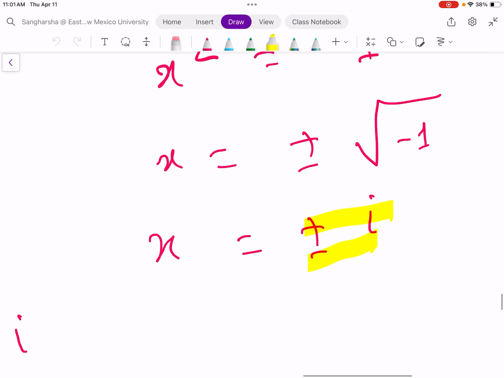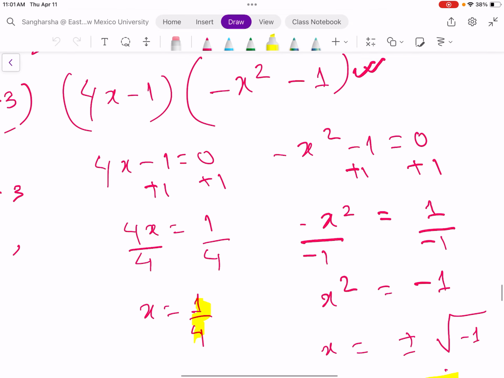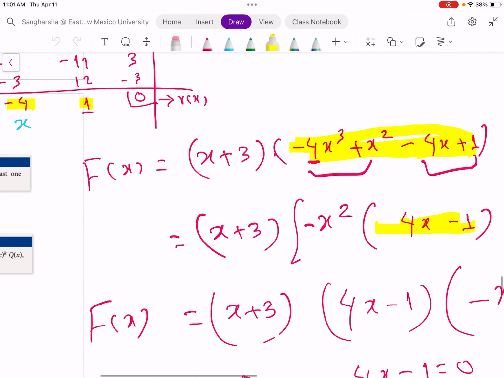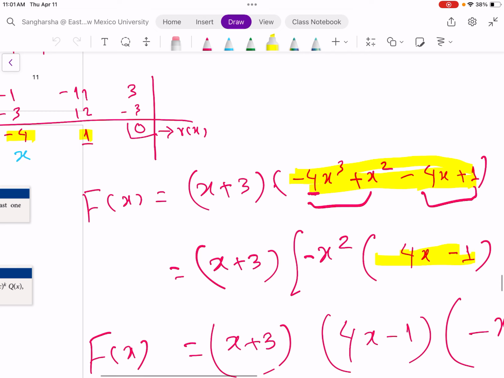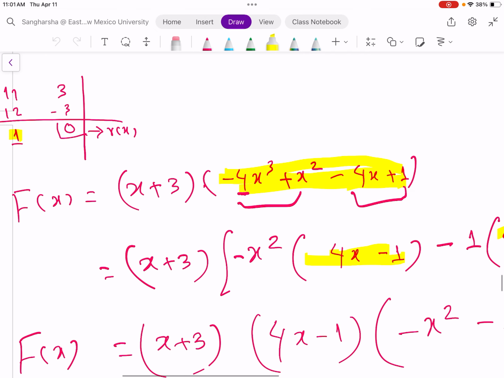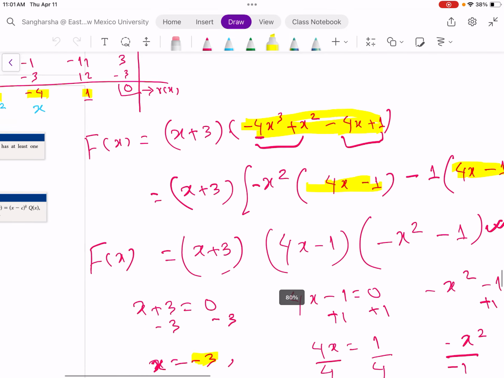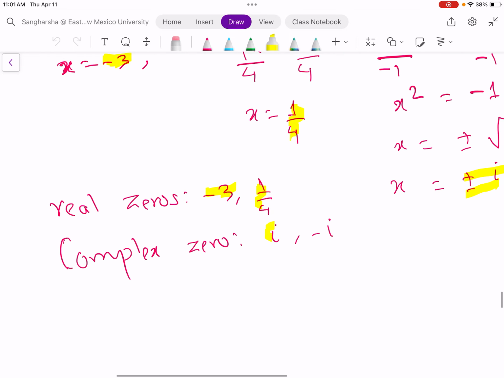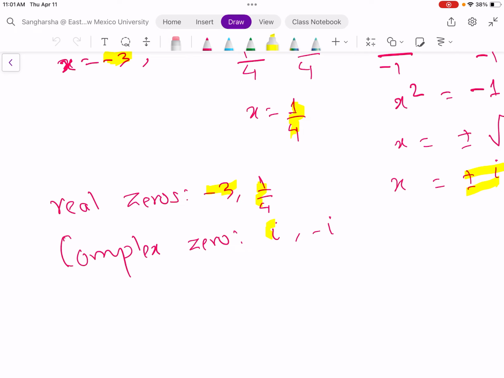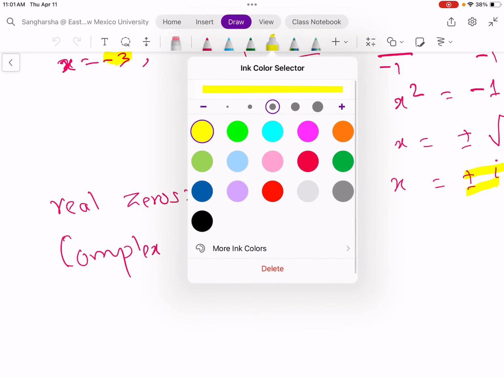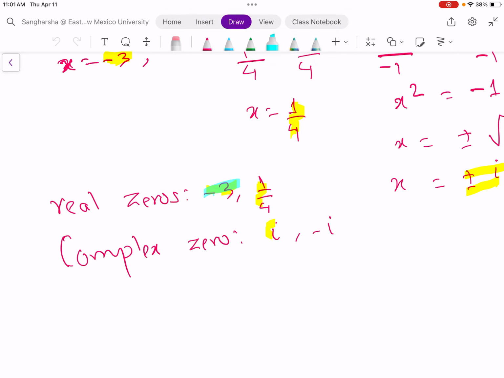So this is the function that we did from your homework, and when we find the zeros of this function, we had real zeros. It means we had a real number as a zero of the function. Okay, so we had -3 and 1/4. These are real numbers, and these are zeros for the function.